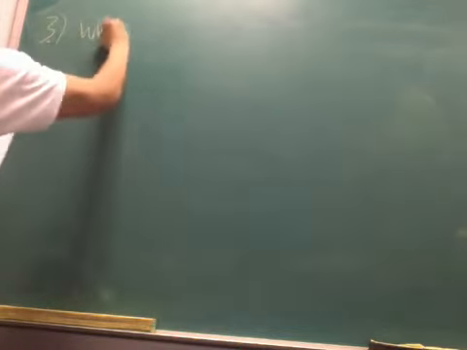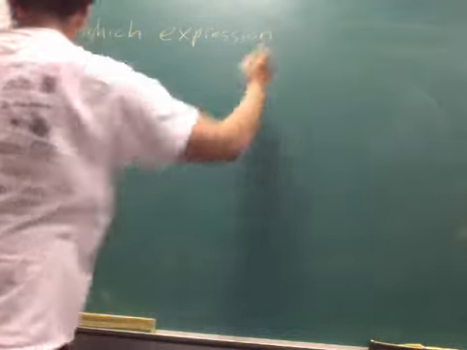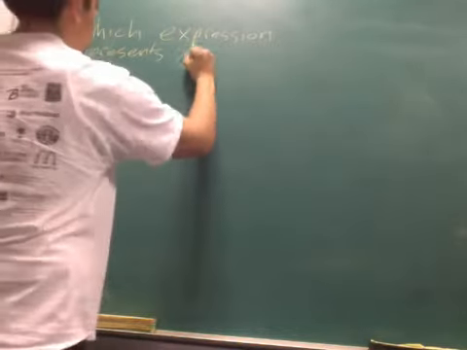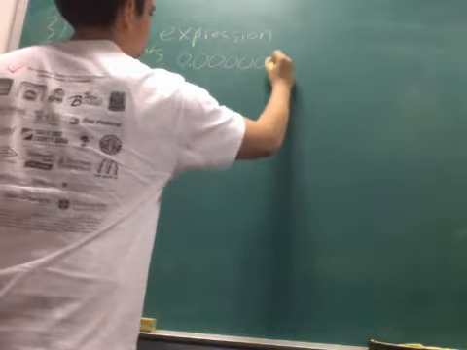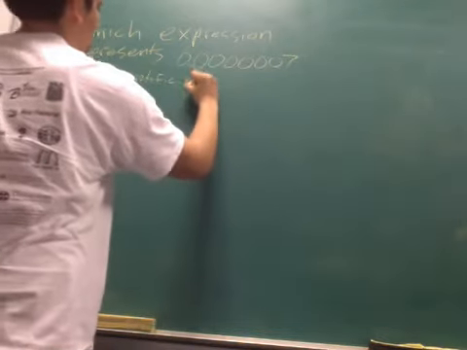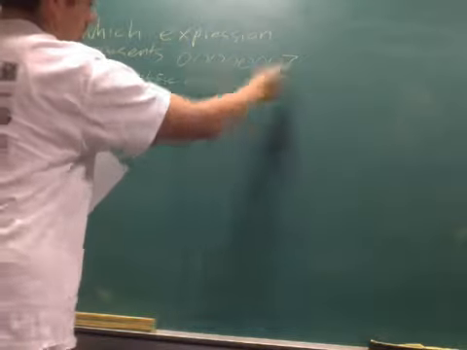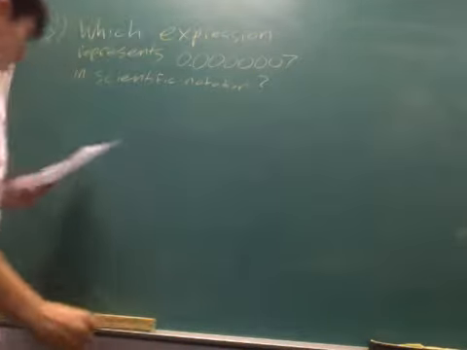Number 3. Which expression represents 0.000007 in scientific notation? So that's 1, 2, 3, 4, 5, 6 zeros right there. Okay, which one of these options represents that number in scientific notation?